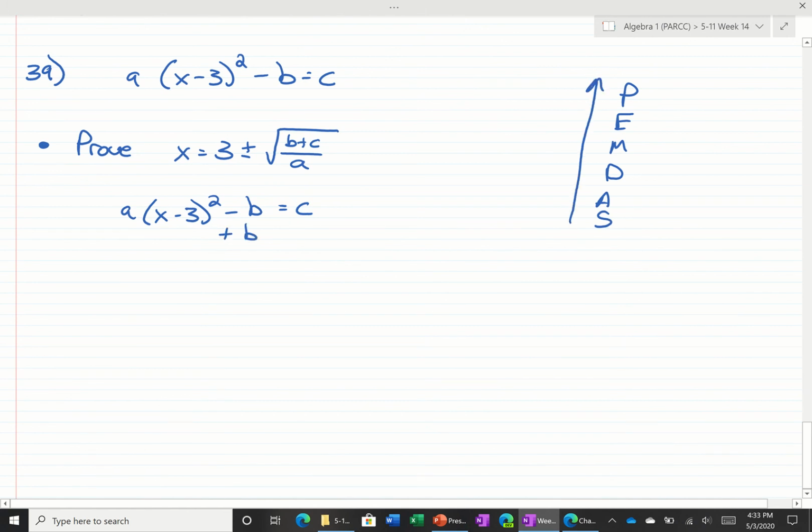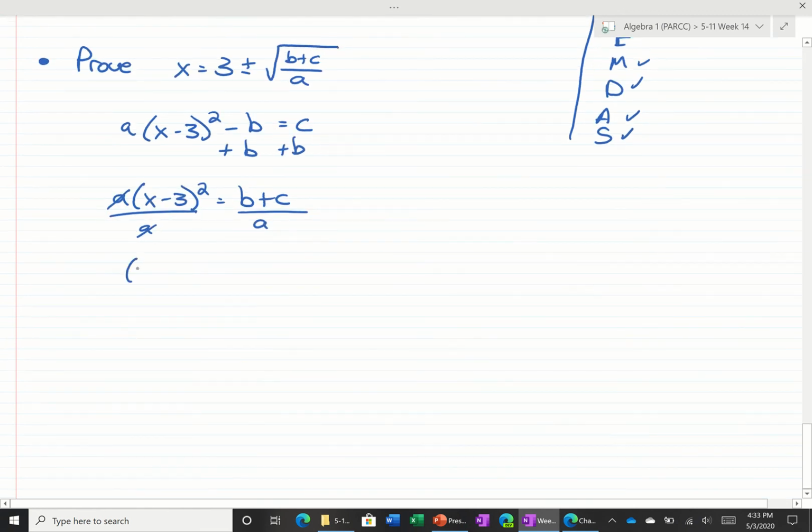Let's add b on both sides. We get a times (x minus 3) squared is equal to b plus c. Next step, once we added or subtracted, we go to multiply or divide. I can divide both sides by a. Remember, the goal is to get x by itself. If we're multiplying by a and we divide, it cancels out. We get (x minus 3) to the second is equal to (b plus c) over a.